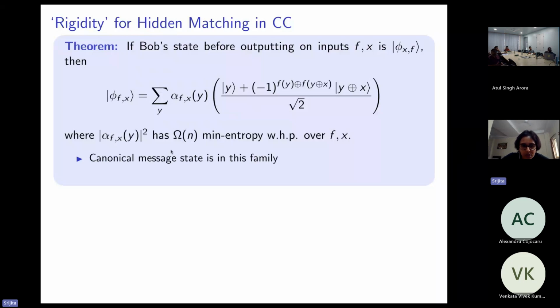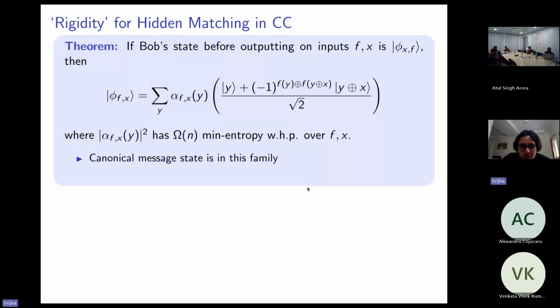In particular, in the canonical message state, each alpha f comma x is 1 by 2 to the n by 2. So even the canonical proof states definitely satisfy this, but we can show that any family of proof states must satisfy this. But this is also rigidity in a very loose sense, because this is a pretty large family of proofs. We're not showing that alpha f,x exactly has to be 1 by 2 to the n by 2. But we can show that it has high min-entropy.